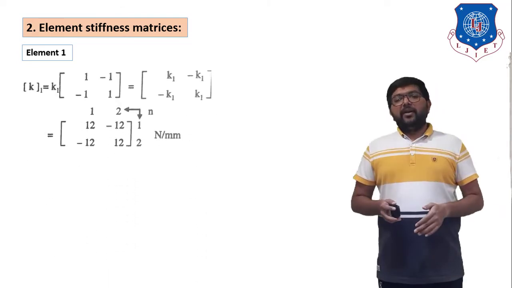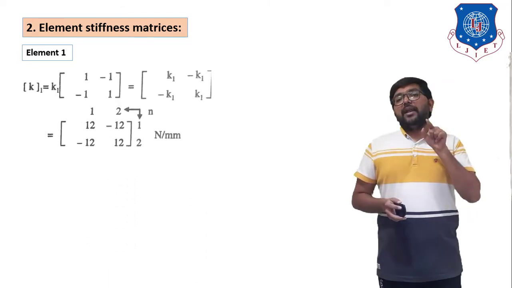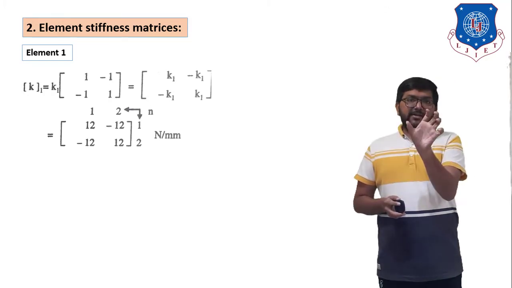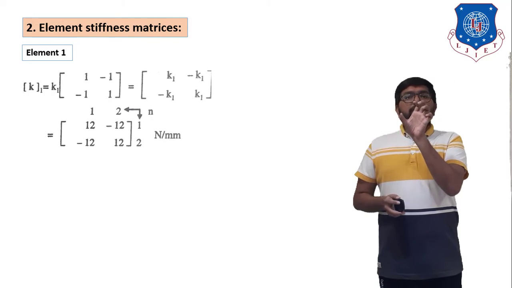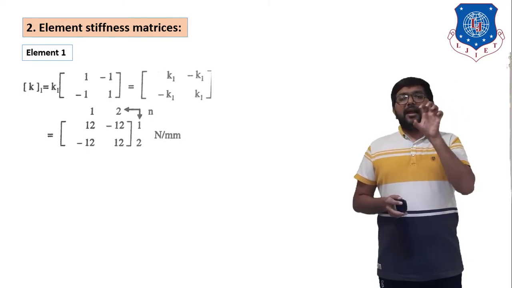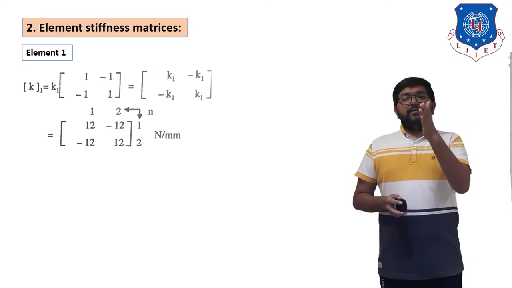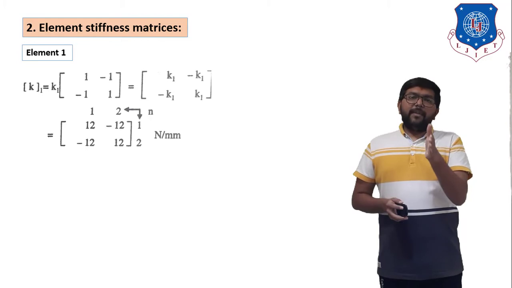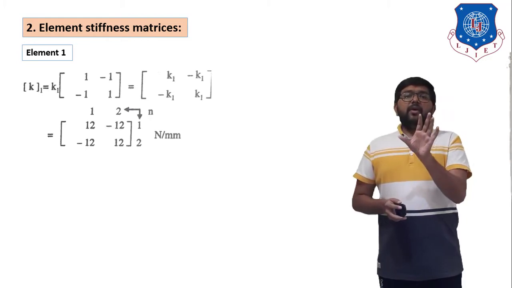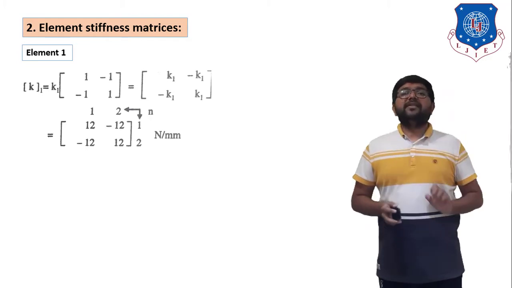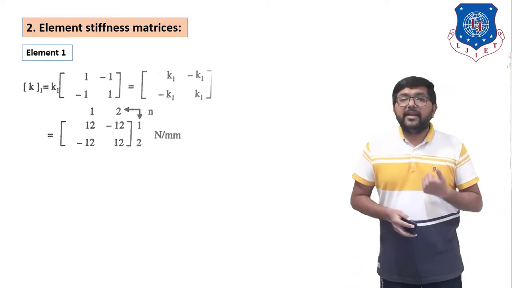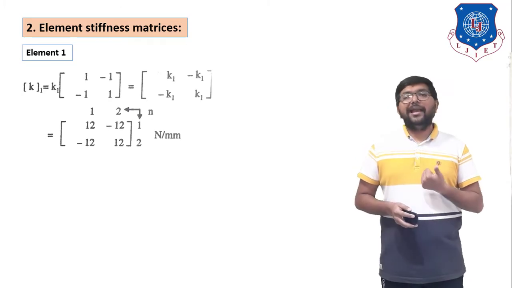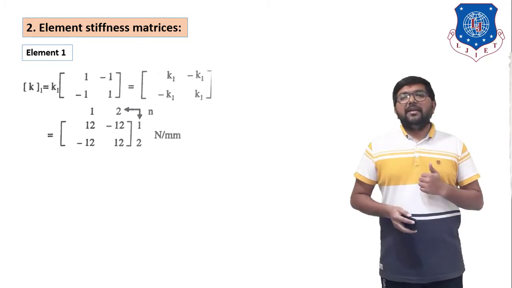So element 1, that means k1. The equation of the element stiffness matrix is k, minus k, minus k, k. In that matrix we have to take out the common value of k. At that time the matrix is k1 times [1 minus 1; minus 1 1], which is equal to [k1 minus k1; minus k1 k1]. Now we have to put the value of k1 over here. k1 means the stiffness of spring 1, and it is given in the numerical as 12 Newton per mm. So 12 minus 12, minus 12 and 12. So that is the element 1.